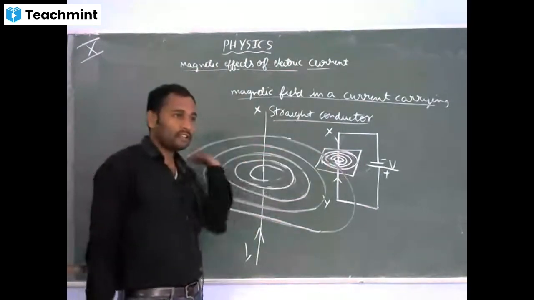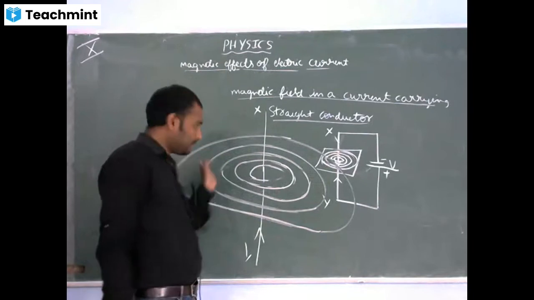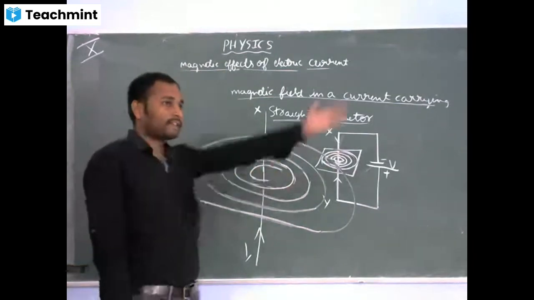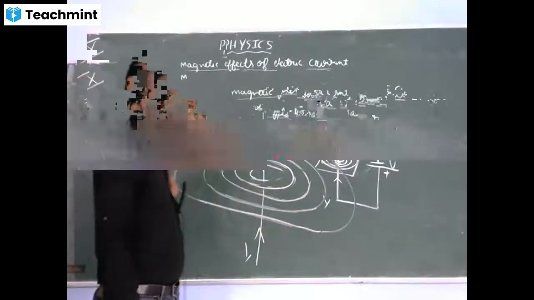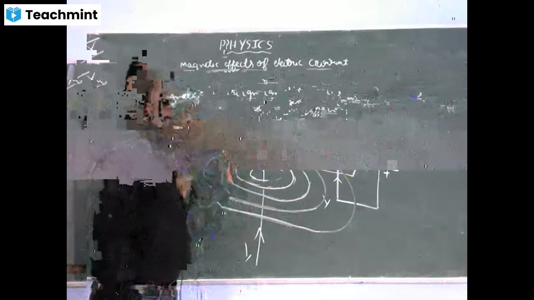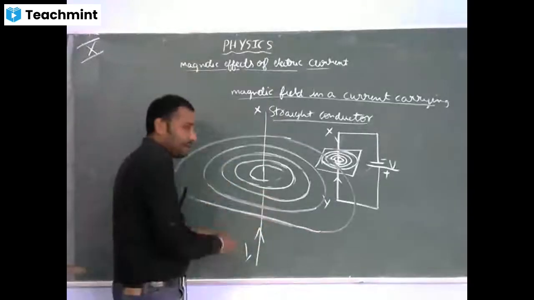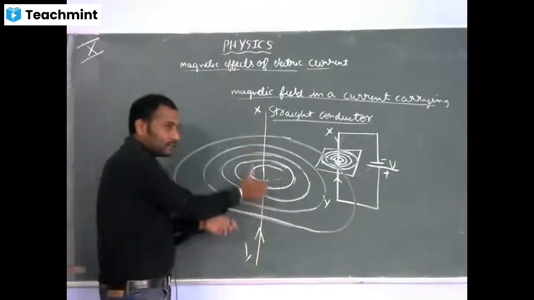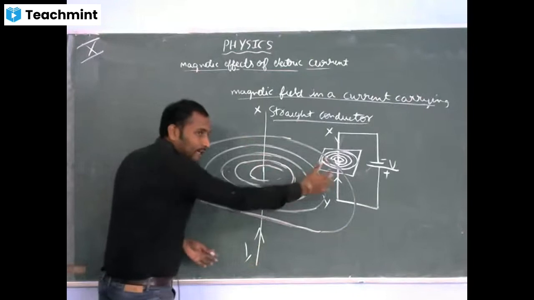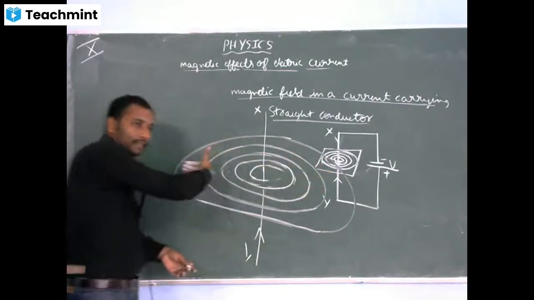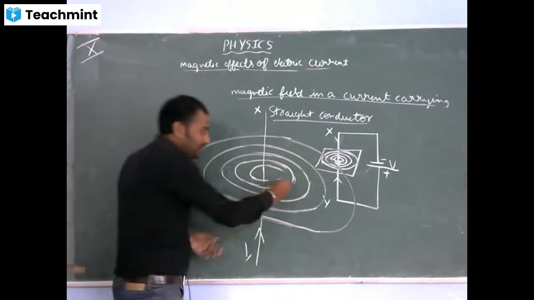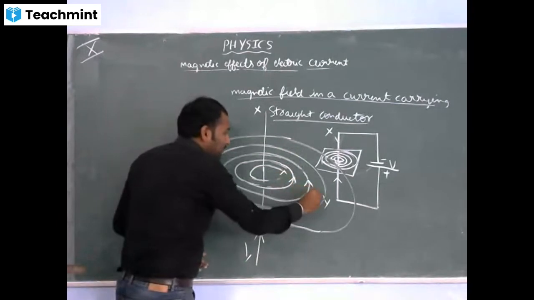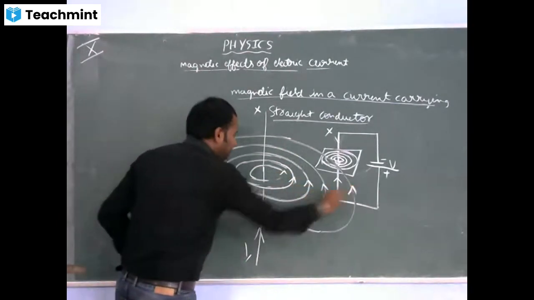West. This is west. This is east. East to west or west to east? North to south. So it is going like this. So this side they will go inside, this side they will come out. So that is from west to east.